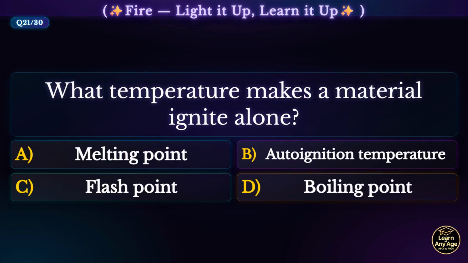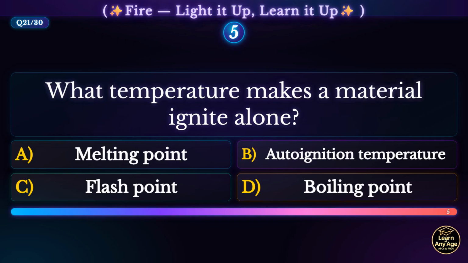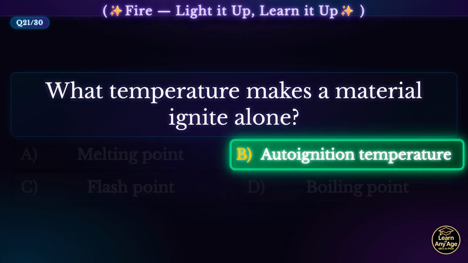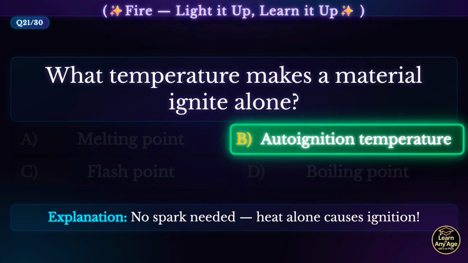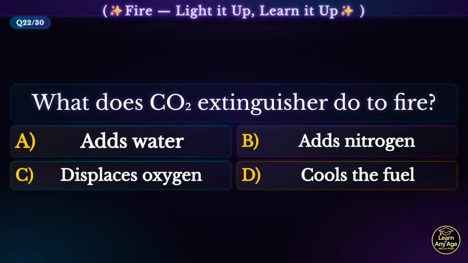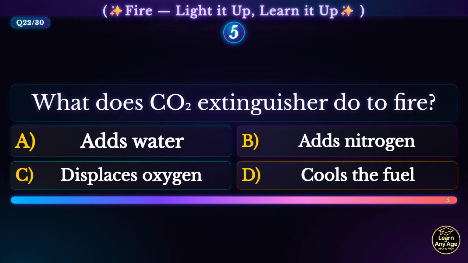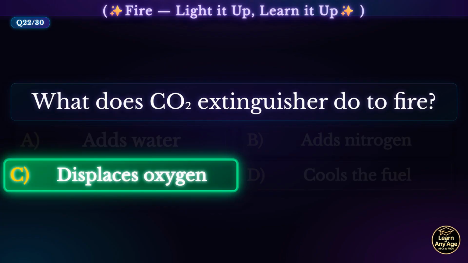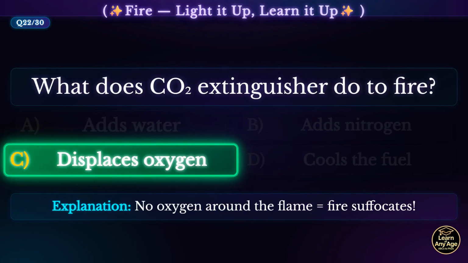What temperature makes a material ignite alone? Auto-ignition temperature. No spark needed, heat alone causes ignition. What does a CO2 extinguisher do to fire? Displaces oxygen. No oxygen around the flame equals fire suffocates.